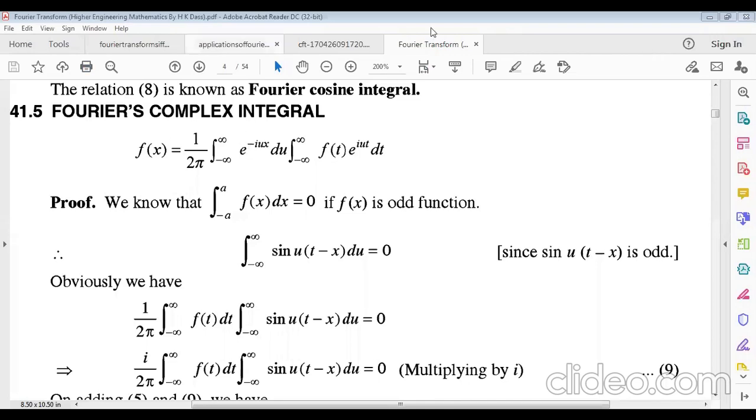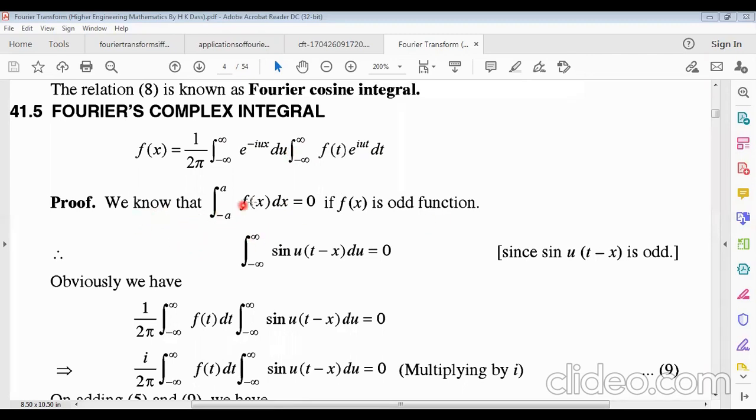Now this is actually the Fourier complex integrals, the complex form of Fourier integrals. f of x equals 1 by 2π, integral from minus infinity to plus infinity of e to the power minus iux du, and integral from minus infinity to plus infinity of f of t e to the power iut. Actually, sine and cosine functions are transformed to exponential form. Then it becomes complex integrals. And now we can prove this by using the property of integration.